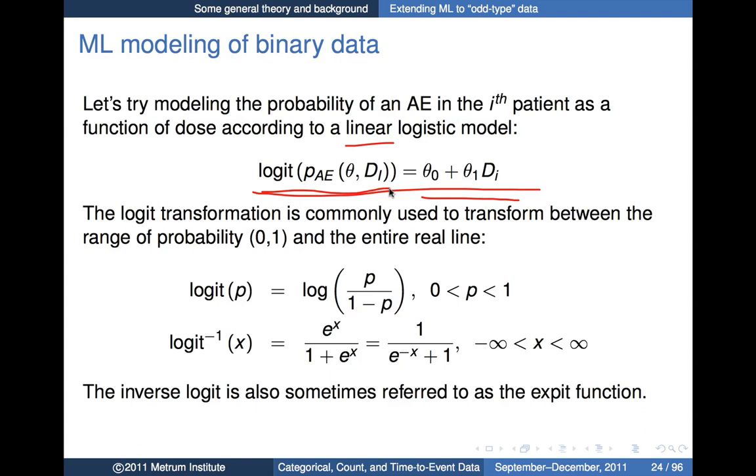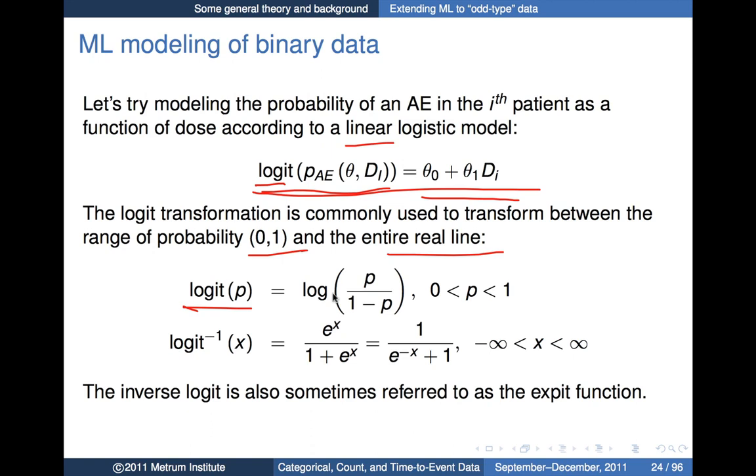And on the left-hand side, we have some transformation of our probability term here. In particular, it's a logit transformation. The logit transformation is commonly used to transform data between the range of probability, which goes from 0 to 1, to the entire real line. So here we've got the definition. A logit of p is just the log of the quantity p over 1 minus p.